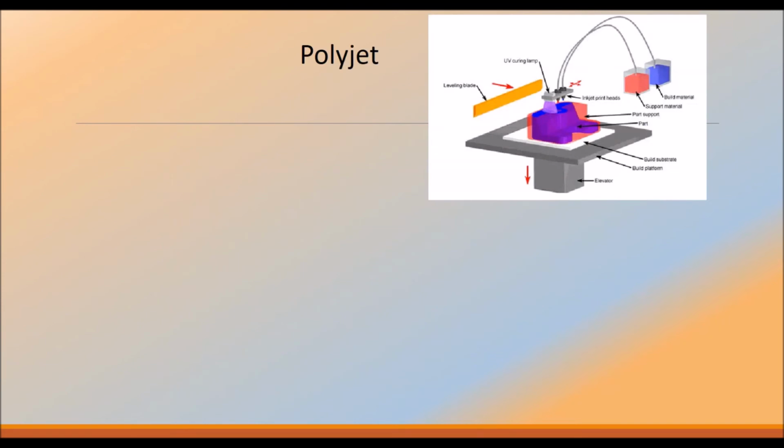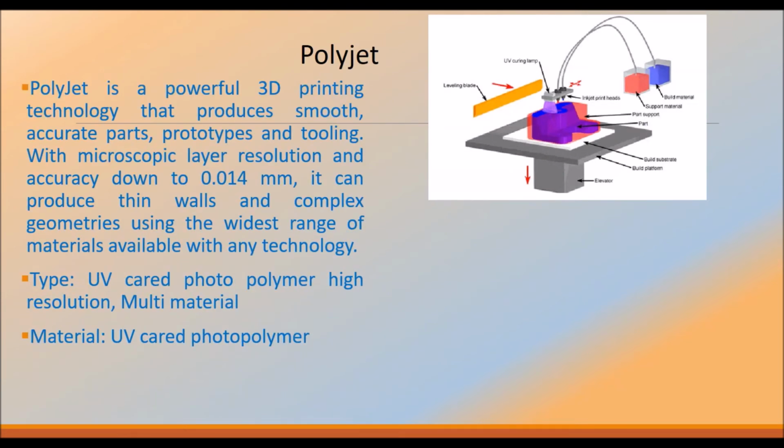Next, coming to PolyJet. PolyJet is a powerful 3D printing technology that produces smooth, accurate parts, prototypes and tooling with microscopic layer resolution and accuracy down to 0.014 mm. It can produce thin walls and complex geometries using the widest range of materials available with any technology. The type of material used in this methodology is UV-curable photopolymer with high resolution, and you can use multi-material.